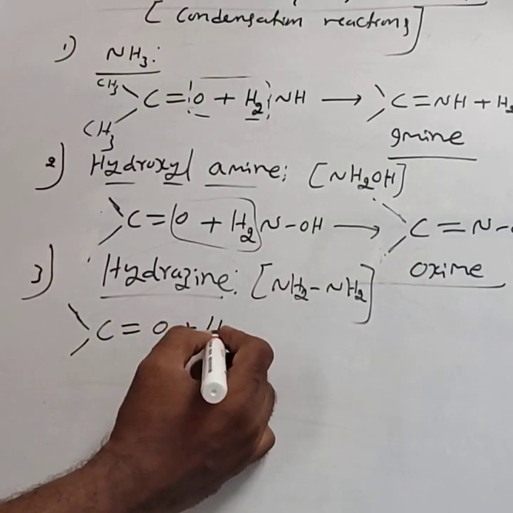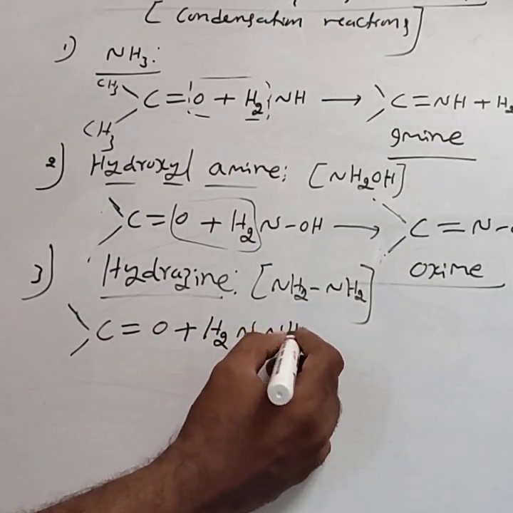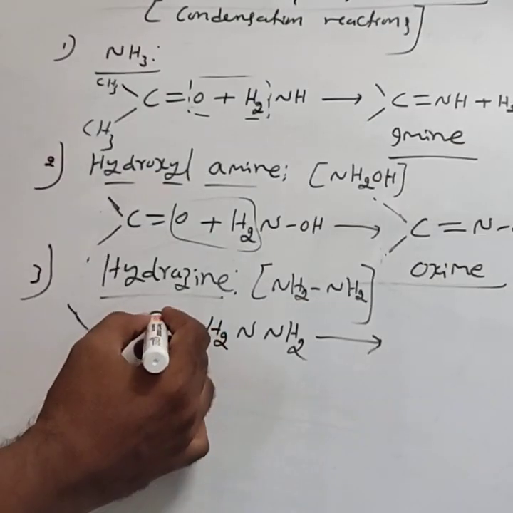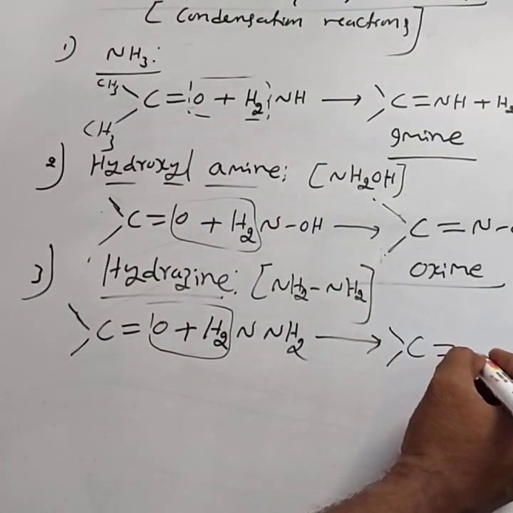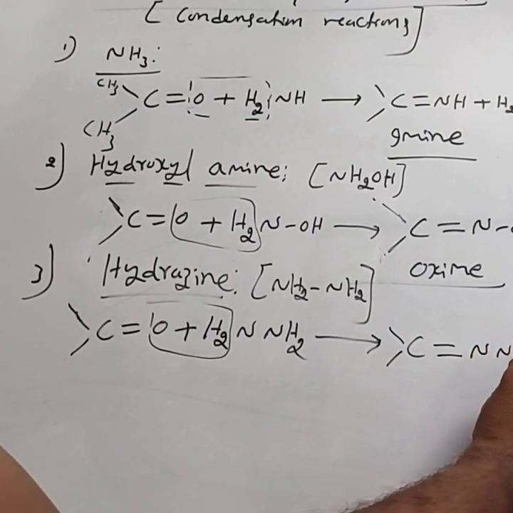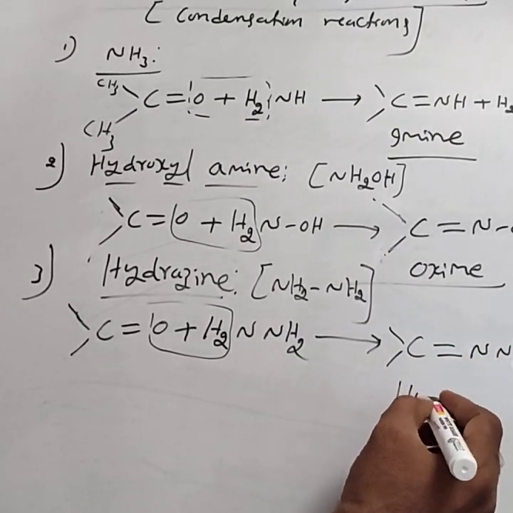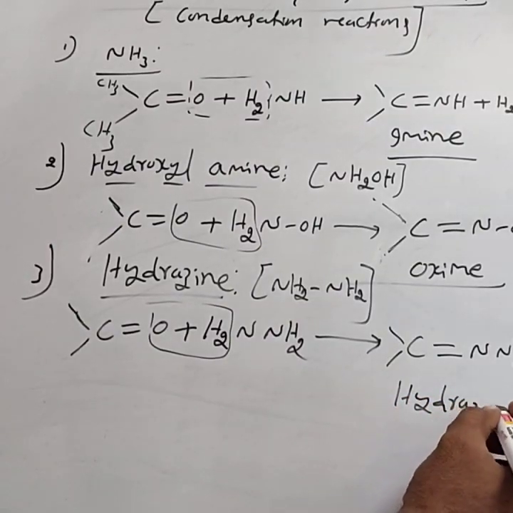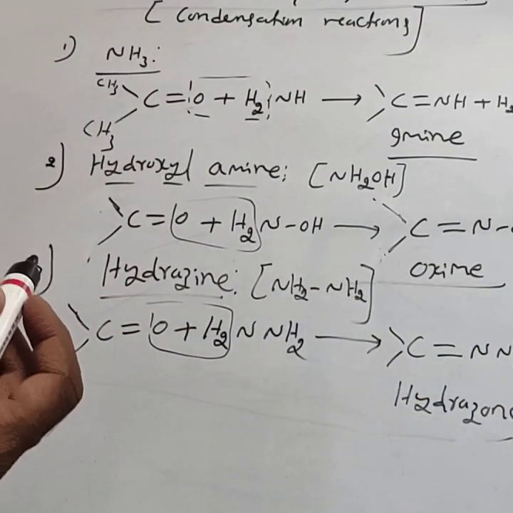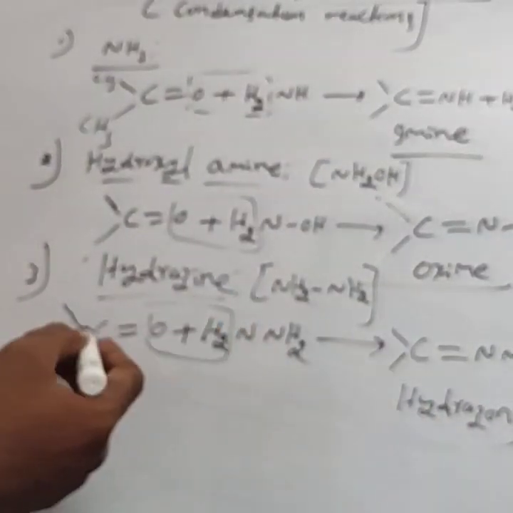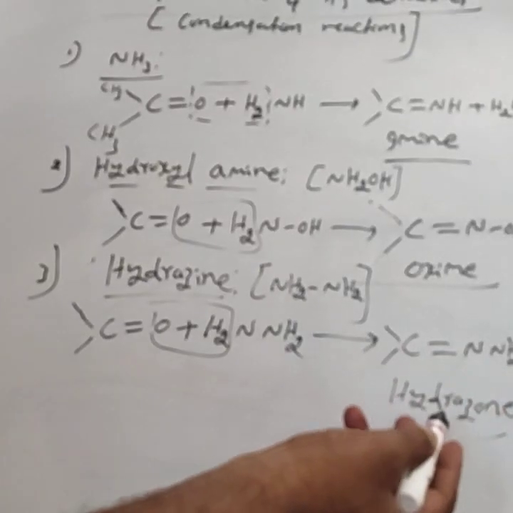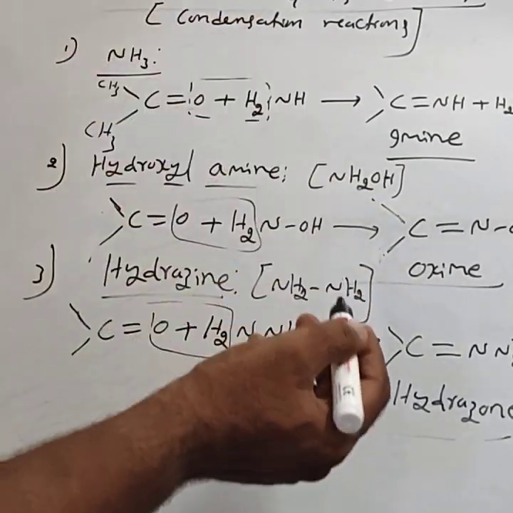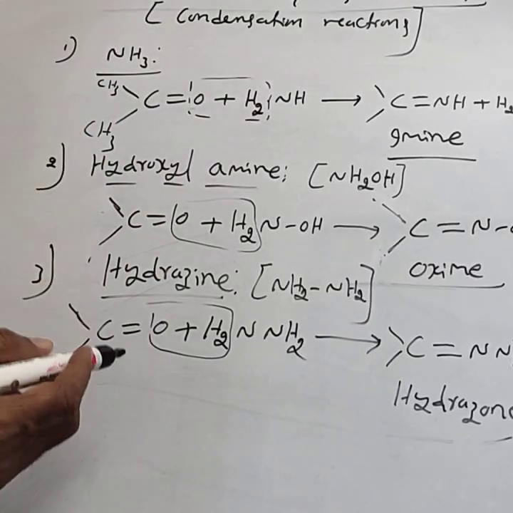Similarly, consider hydrazine NH2NH2. Then removal of water takes place. The product is C=N-NH2. This is the corresponding hydrazone. Hydrazone is formed. If I take an aldehyde, hydrazone. Acetaldehyde, hydrazone. Acetone, hydrazone. The corresponding hydrazone is formed. This holds for both aldehydes and ketones.